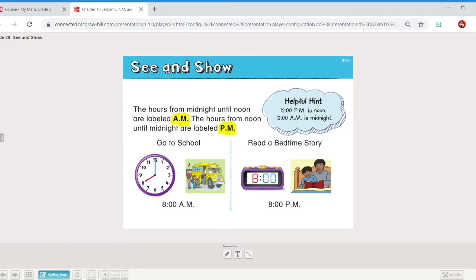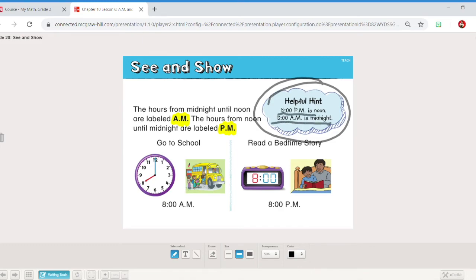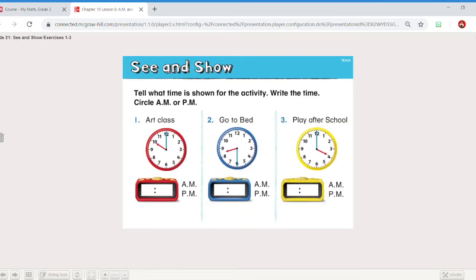I like this helpful hint here. It's kind of what I was saying on the other page and writing down for y'all, where it says, helpful hint, 12 p.m. is noon, 12 a.m. is midnight. It's good, I think, that they have names to go with it, because it helps you remember it more than just that 12 and that 12. So let's do this together. We're going to read the clock, and then we're going to circle AM or PM, which one makes the most sense.